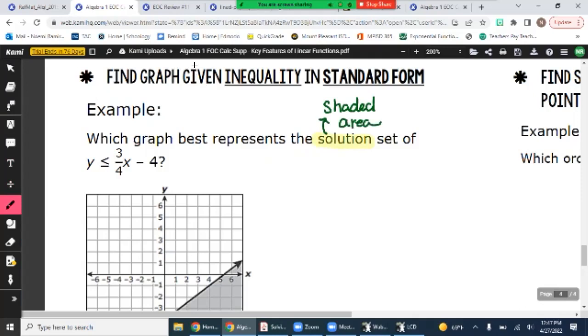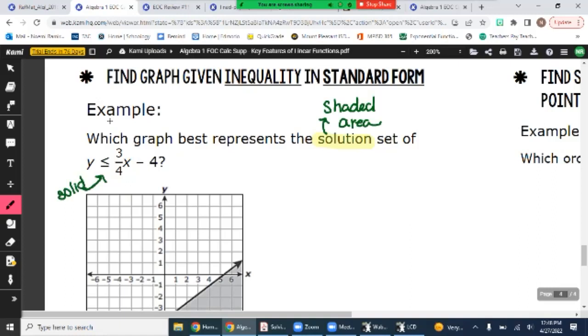The solution to any inequality will be the shaded area. Now, this one's actually easy because the equation is already solved for y, but I'm going to also show you how to do it in case it's not. First thing you have to know is whether you're looking for a dotted or a solid line. What are we looking for?